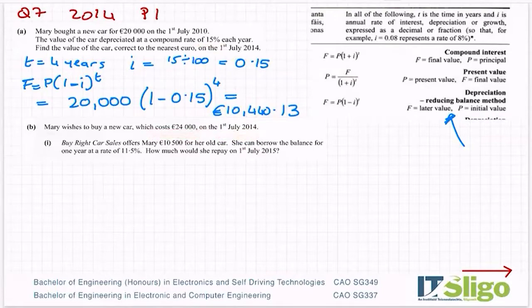Buy Right Car Sales offers Mary 10,500 for her old car. She can then borrow the balance for 1 year at a rate of 11.5%.